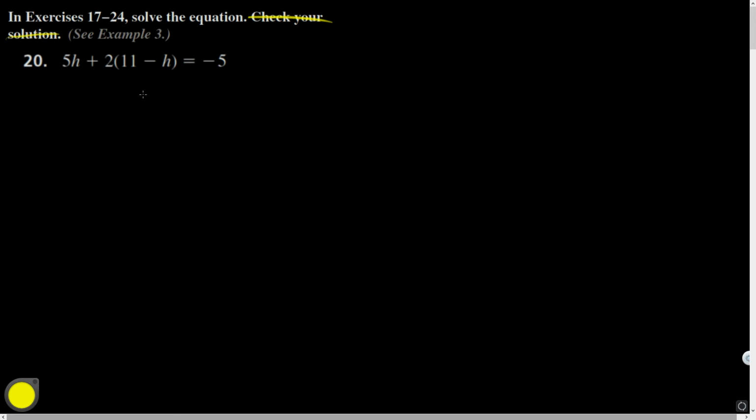So the first thing I want to do, thoughts, question, comment? Yeah, for this problem. Yeah, I like it. So my student was saying that the first thing I should do is actually distribute. I agree. We want to simplify this equation on both sides if needed. And so I'd have 5h plus 22, and 2 times negative h is negative 2h equals negative 5.